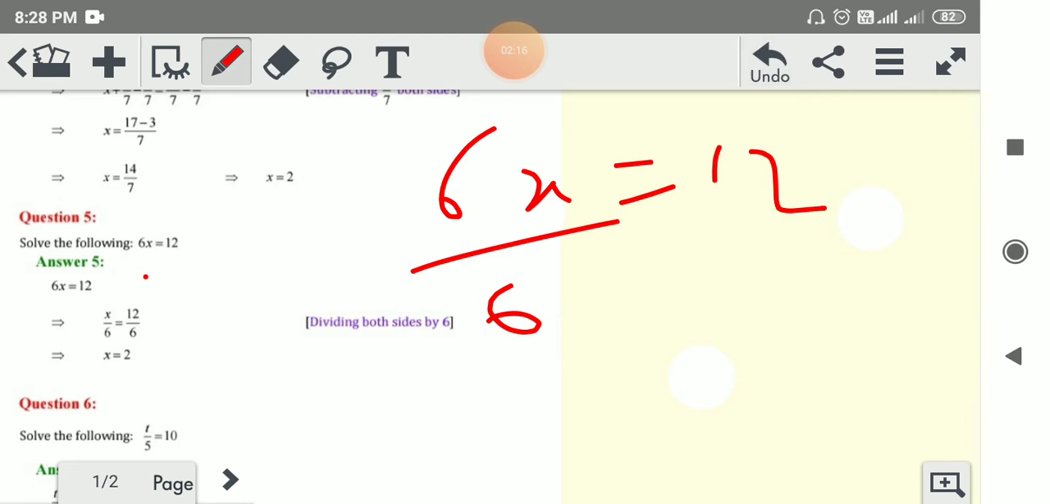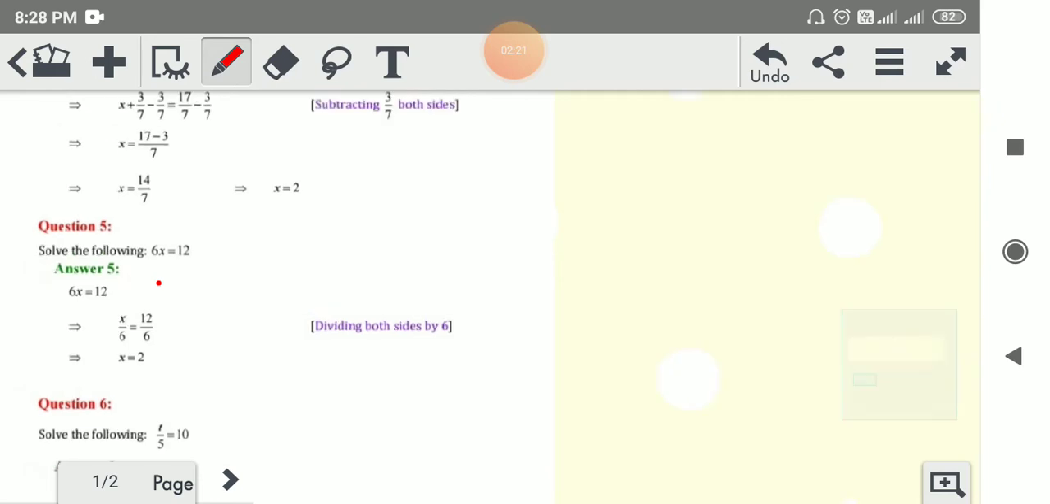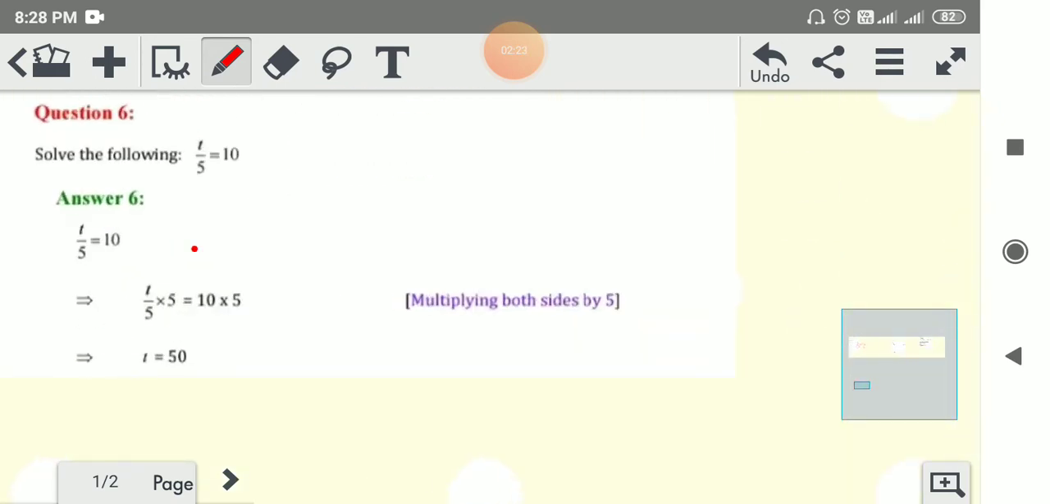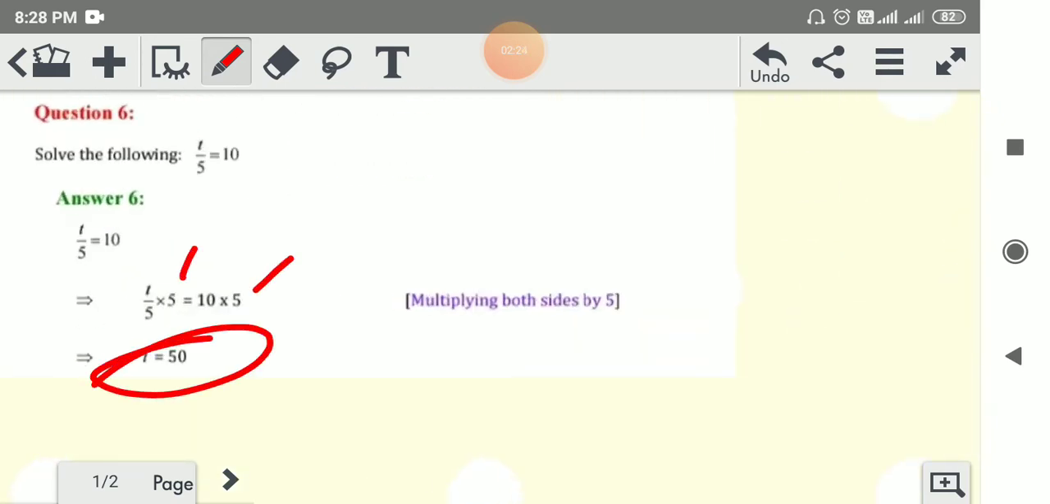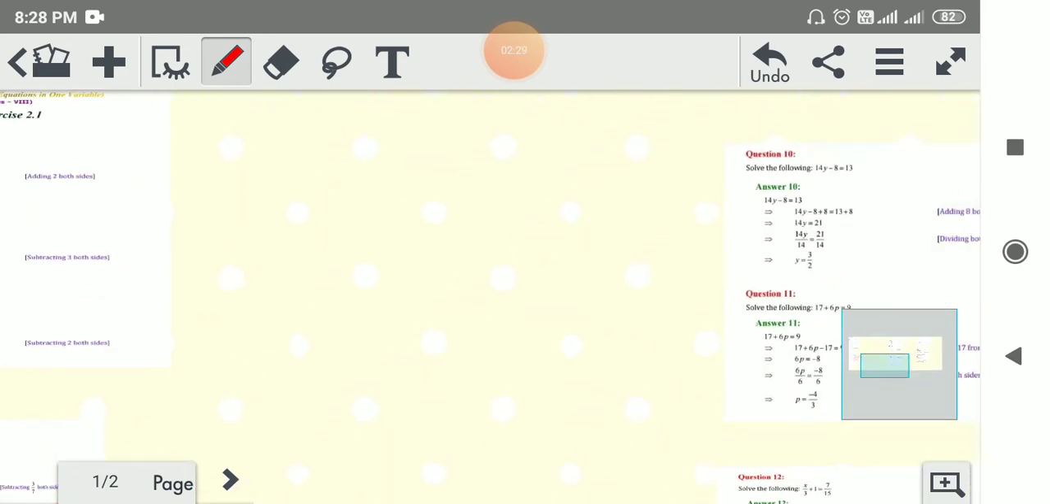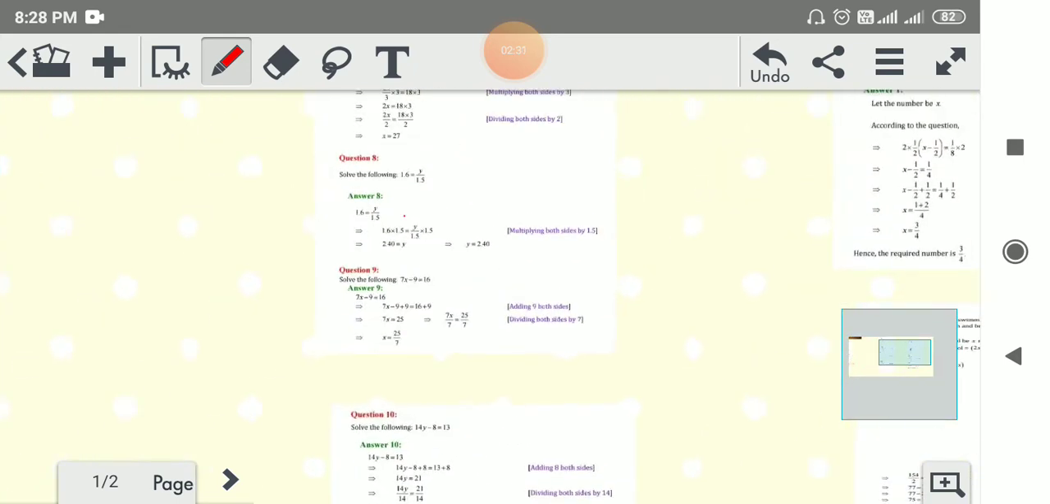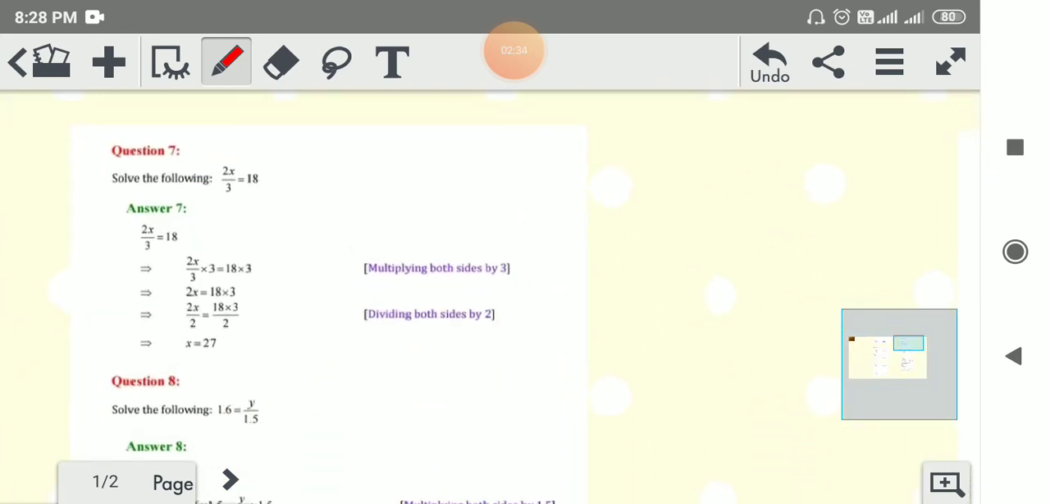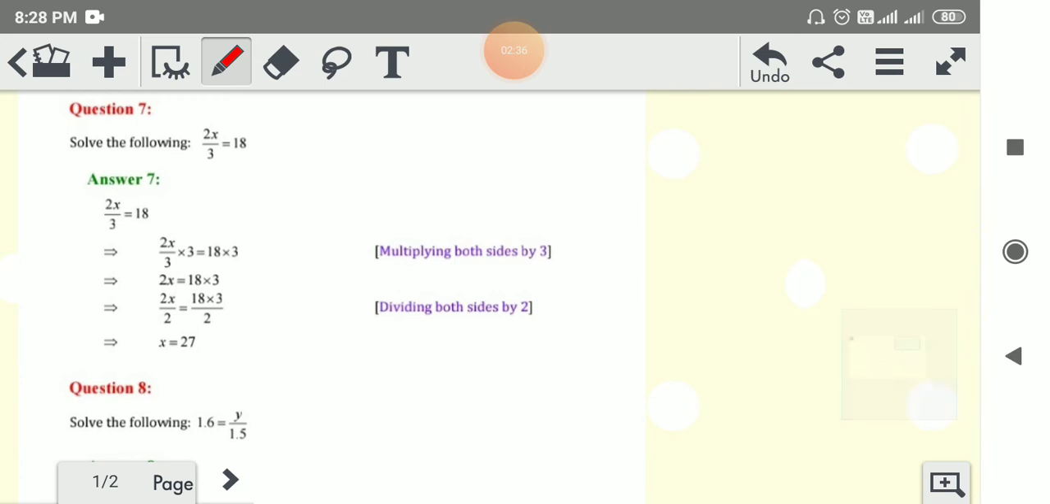Same as question number 6. Here multiply by 5 on both sides. So we get x is equal to 50. Okay. Now question number 7. Here firstly we have to multiply by 3 on both sides. So we get this, and after that dividing by 2 on both sides. So we get x is equal to 27.